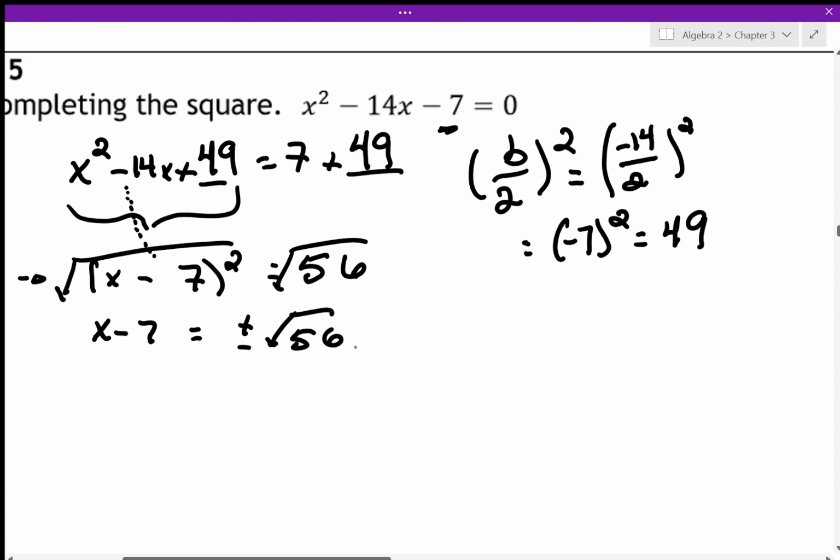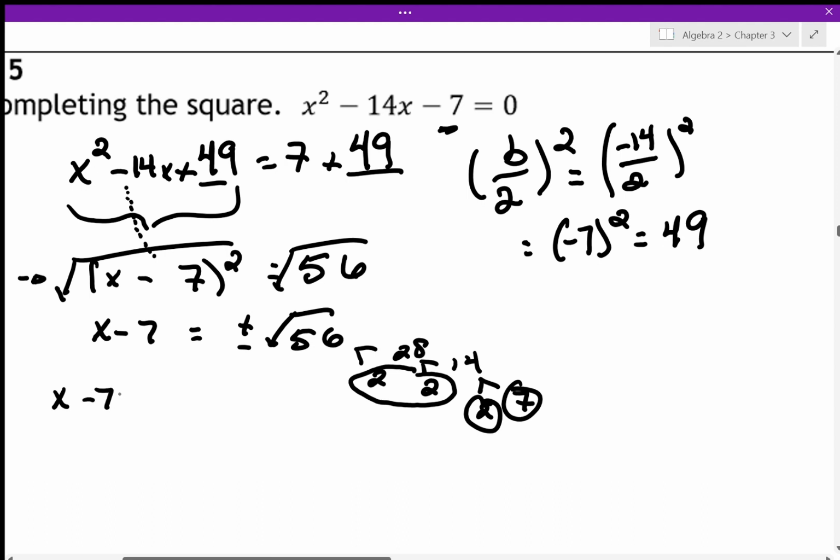Now we want to see, can we break the 56 apart? And I'm thinking that we can. We'll divide by 2 to get 28. And then we'll have 2 and 14, 2 and 7. With this being a square root, we circle pairs, and then we have a couple singletons left over. So we're going to have x minus 7 equals plus or minus. The pair comes out front, then we have our root, and then we have 2 times 7.